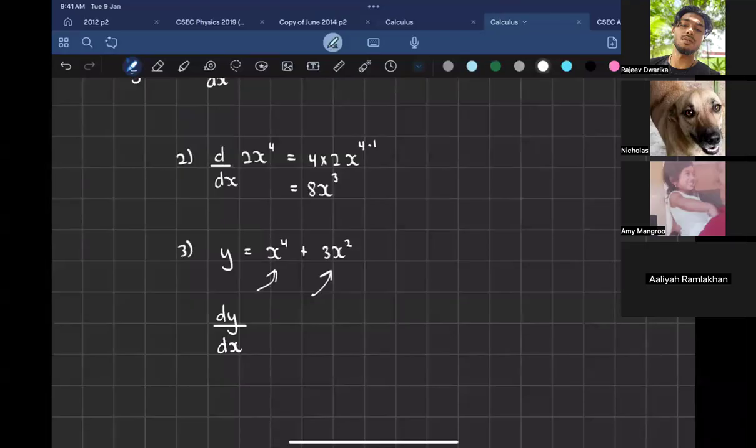If x is 1, it will be 1 to any power is 1. Right. So 1 to the power 4 is just 1, plus 3 by 1 to the power 2 is just 1. So 1 plus 3, which is 4. Right. Let me try it for a different value of x. Try it for 2 now. You've got to plug that into your calculator.